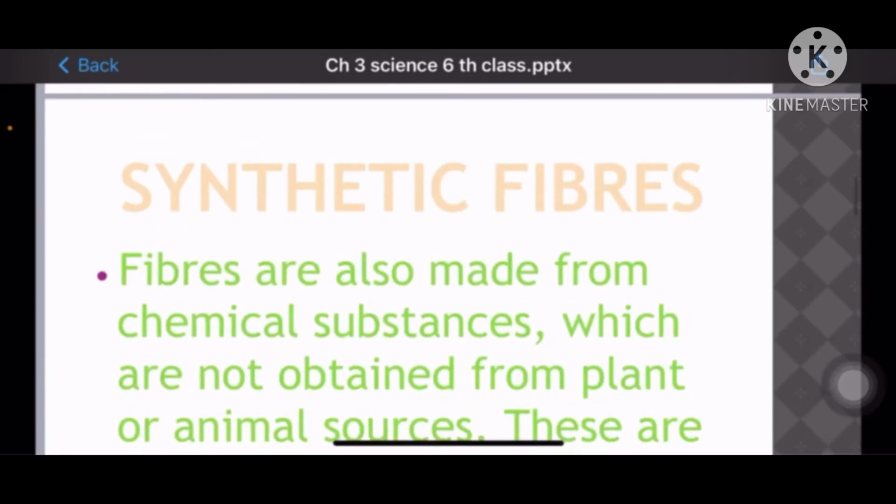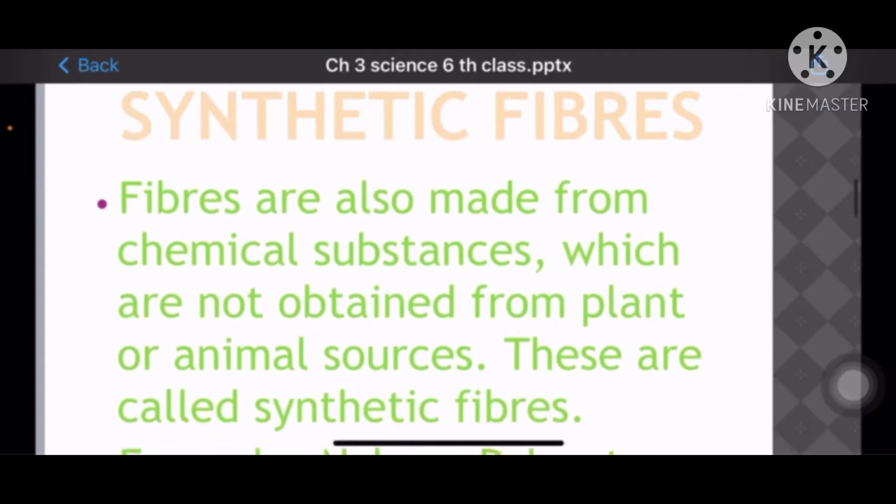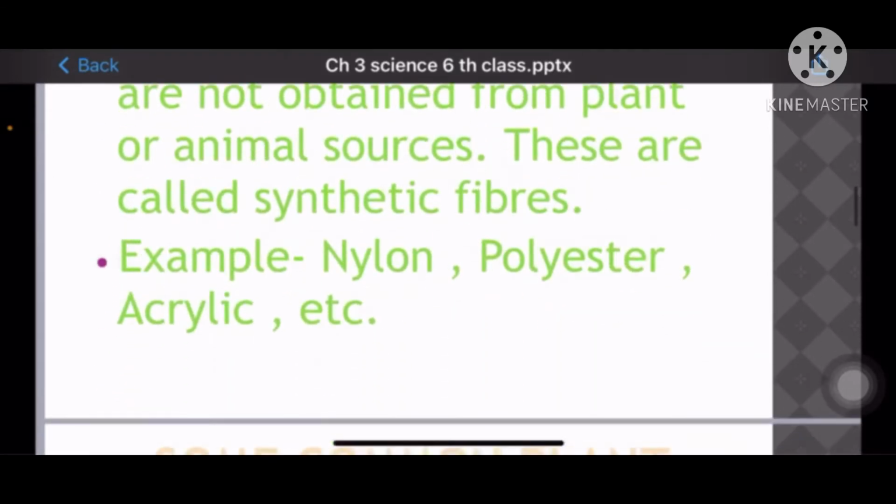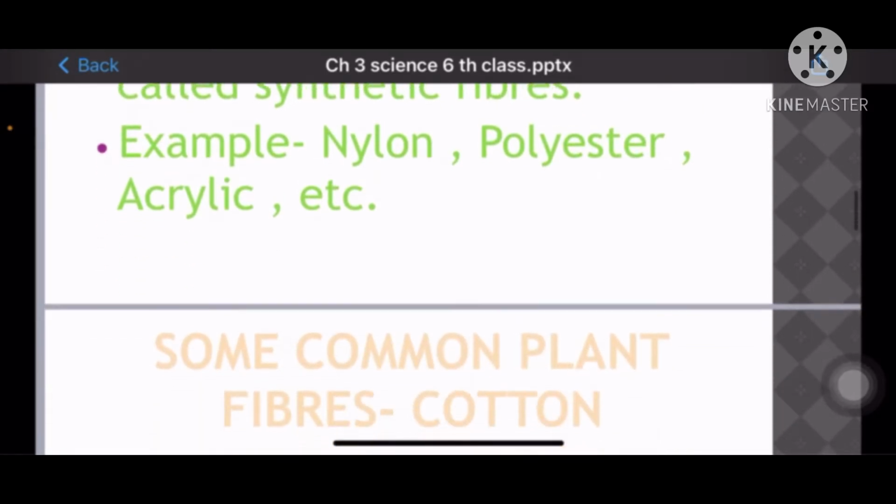Now, what are synthetic fibers? Synthetic fibers are the fibers that are made from chemical substances which are not obtained from plant or animal resources. These are called synthetic fibers. Example, nylon, polyester, acrylic, etc.